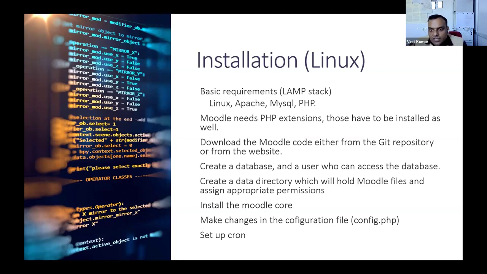But if it is not there, you can install it on a single system also. So we need to create a database and a user who can access the database. Usually the database is created by the name of Moodle. And then we have to create a data directory on the machine where we want to install. This directory holds all the Moodle files, and we have to assign the appropriate permissions so that the web server can write in that particular folder. Then we will install the Moodle core and make changes in the configuration file. There is one configuration file, the config.php file. In that we have to make changes, like what is the name of the database, what is the password of the database, and who is the user that will use the database. All this information we have to edit and put in the config.php file.